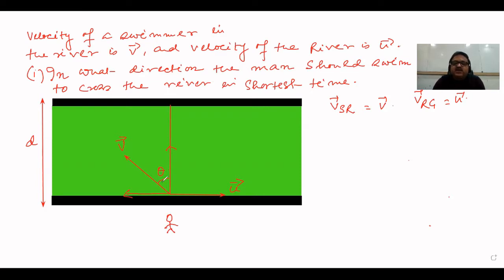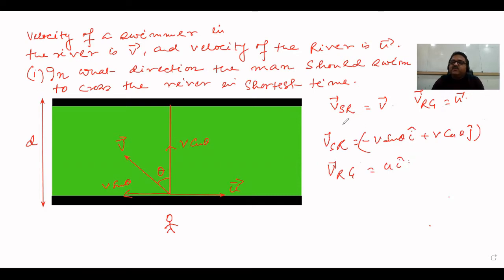So let me do one thing. Look, if I take this angle as theta, this would be V cos theta and this would be V sin theta. So what is the velocity of the swimmer with respect to the river? Look at this, it is minus V sin theta i cap plus V cos theta j cap. And what is the velocity of the river with respect to the ground? It is nothing but U i cap.